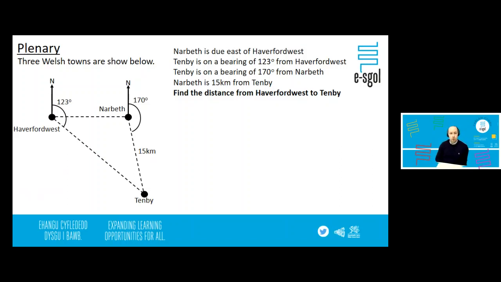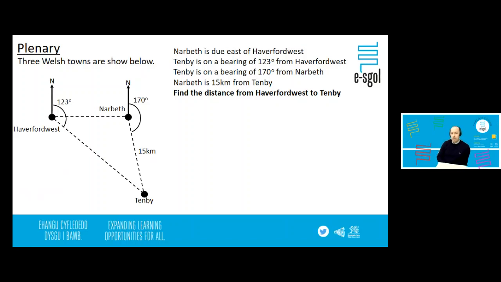So 3 Welsh towns are shown below. You've got Haverfordwest, Narberth and Tenby. And then you're given a list of notes to help us along. It says Narberth is due east of Haverfordwest. That's quite important to know. One town is pretty much in line with the other and it's due east.